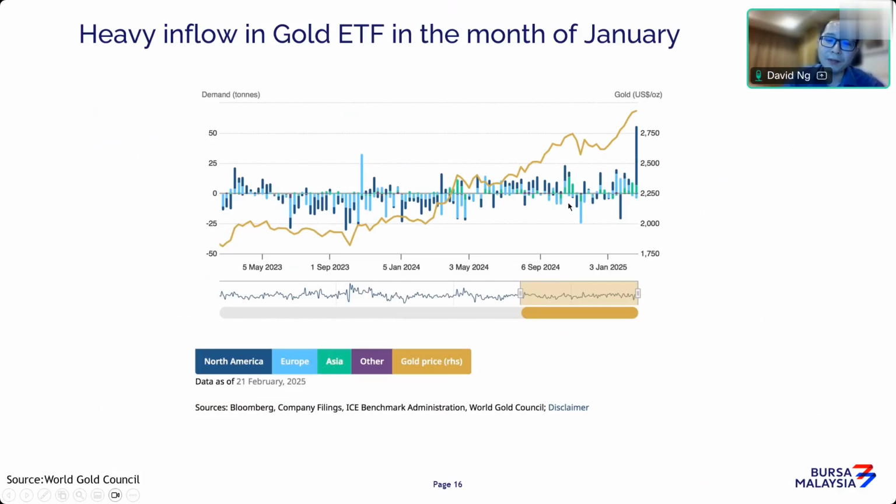But keep in mind, one thing to take note of is that this is quite imbalanced, in the sense that the majority of the ETF inflows are coming from the US side. Now, there is a lot of theory as to why the US suddenly starts to demand a lot of gold, whether it's on the investment side or on the physical side. This has a lot to do with tariffs.